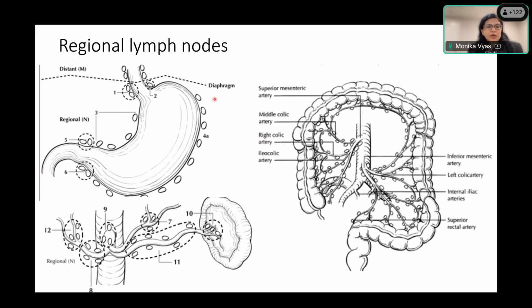So depending on the organ involved, you will have different groups which might be designated as regional for that site. So again, important to know what type of specimen it is and what would be the regional lymph nodes for that particular site.